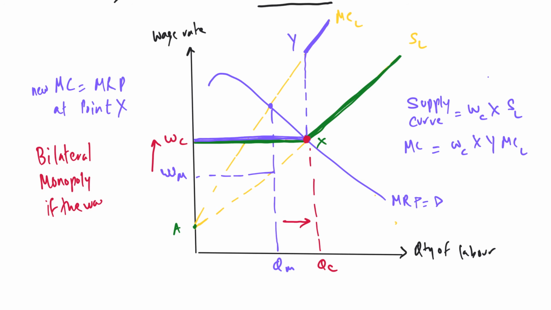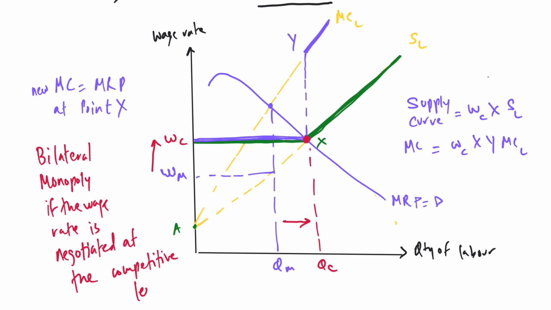if the wage rate is negotiated at the competitive level, then both wages and employment sort of rises or improves. Isn't that true? Your wages will become WC, your employment will become QC, so better wages and better employment.